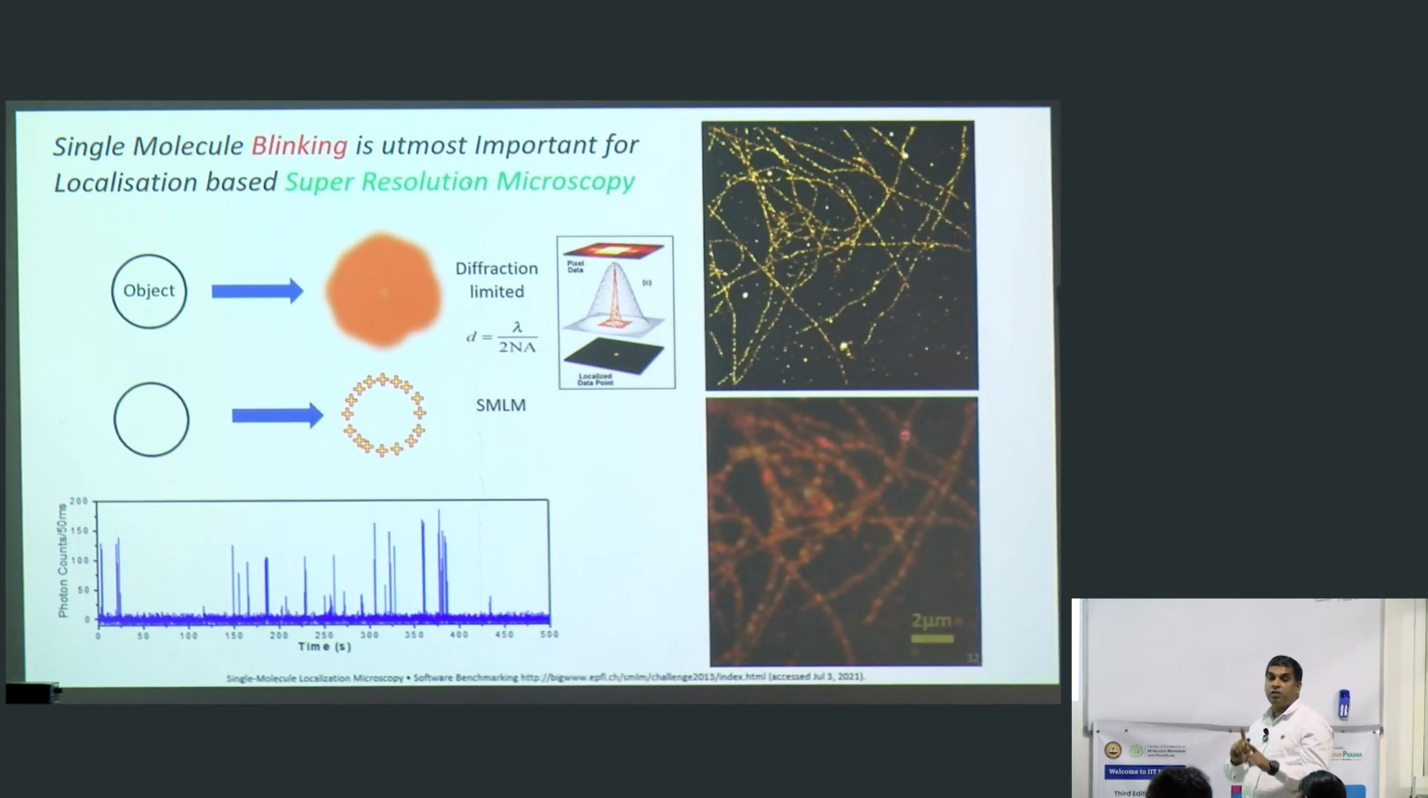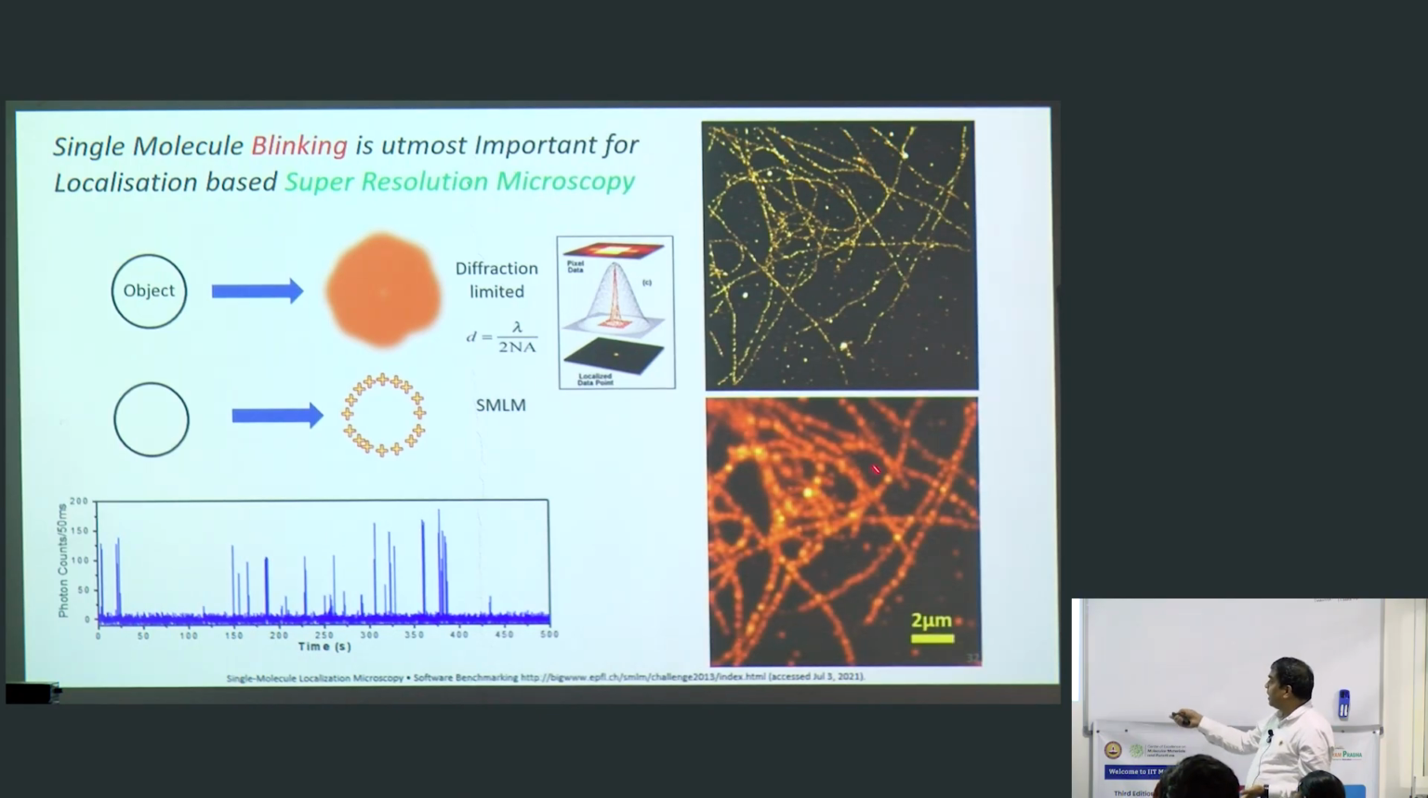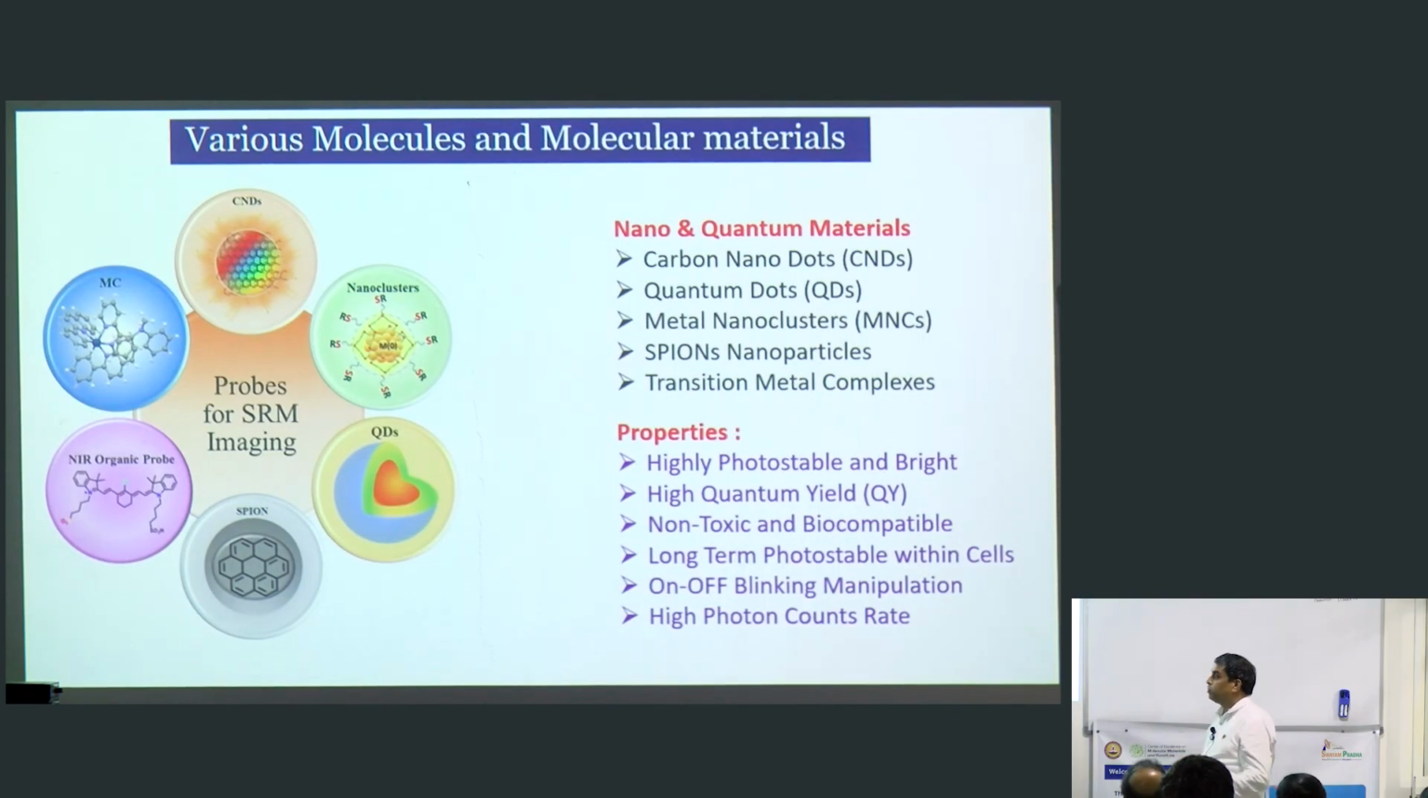So stochastic optical reconstruction: we are reconstructing the images, and this was your confocal microscope image being reconstructed with a beautiful background-free, more resolved structure. That is what is done in super resolution microscopy. And we work on different types of materials, starting from molecules as well. So I will show 2-3 examples here.